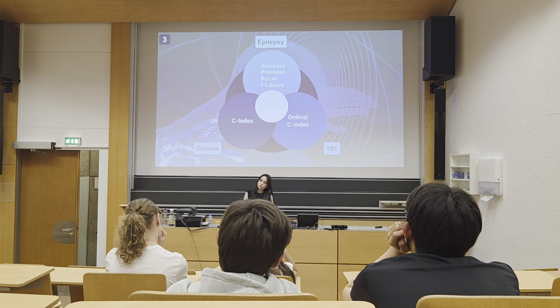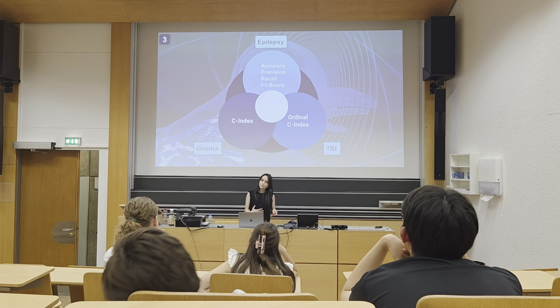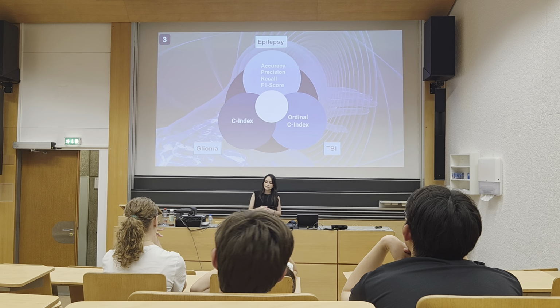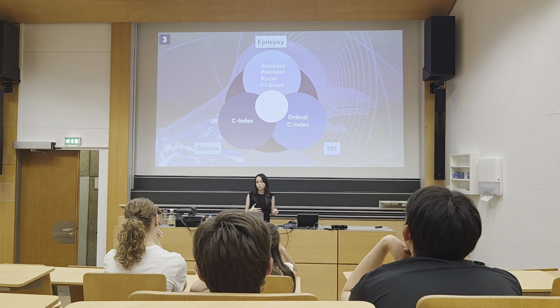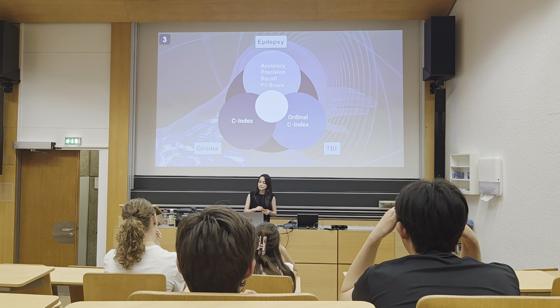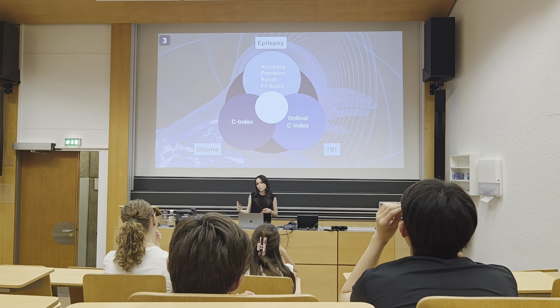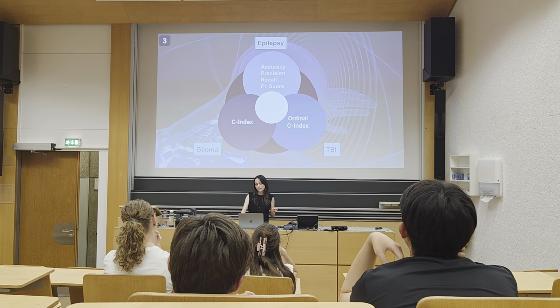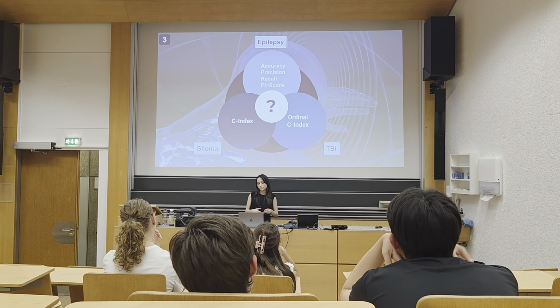In terms of the discussion and comparison, you can see that there's no real overlap between each disease. Epilepsy goes more for the GNN accuracy, precision, recall, F1 score. And even though both glioma and TBI refer to C index, the C index in TBI is ordinal, which is a more developed way to measure C index. So that left me with the question of how could I compare them to make a comparative review.